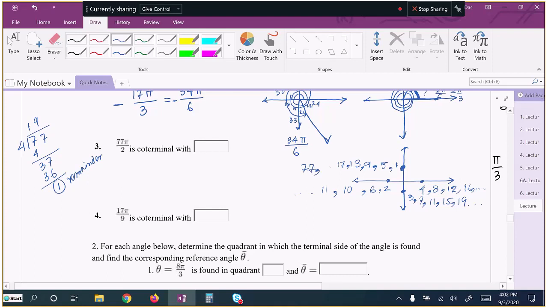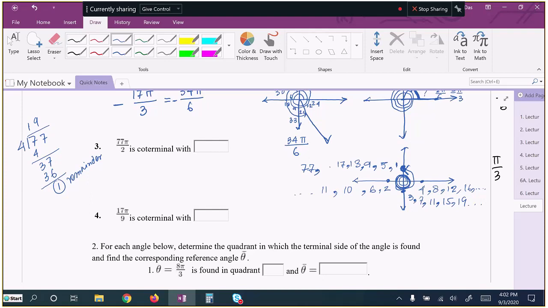So what is 77 pi over 2? You do a bunch of these rotations. In fact, you do 19 of them. And then you end up here in the positive direction. Because we don't have time to draw all of that, we came up with this manipulative way. And now I know this angle is 77 pi over 2.